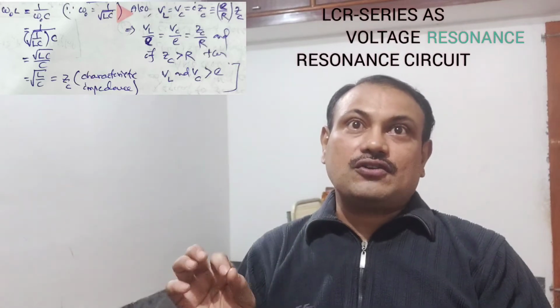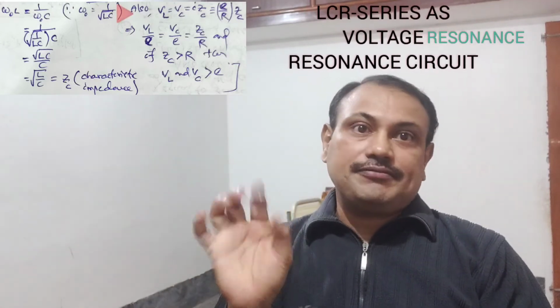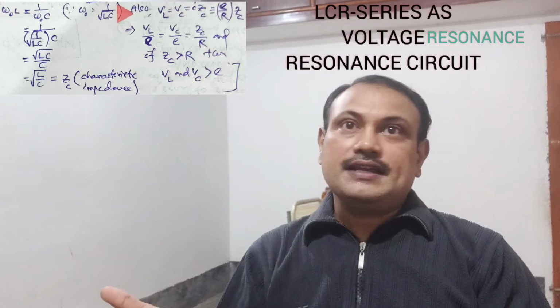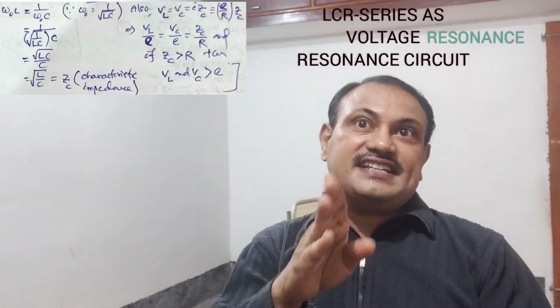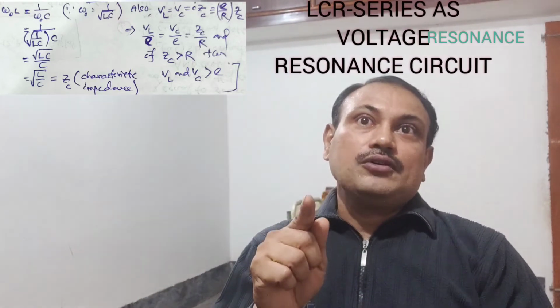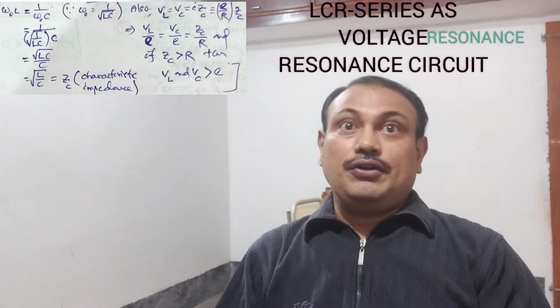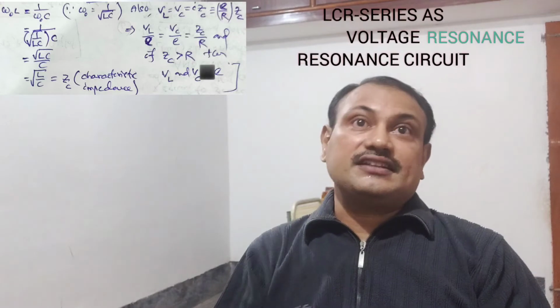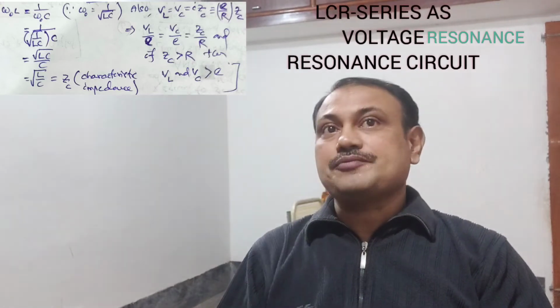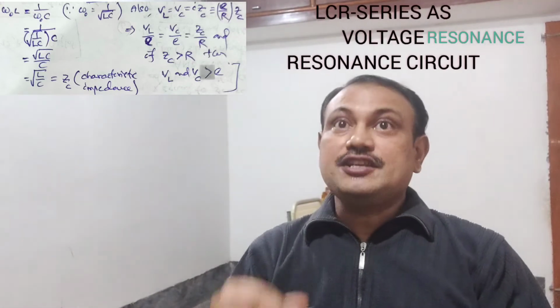And this current, what is the current? How can we write it? That is the EMF by resistance, because only the resistive impedance component is there. So we can rearrange it. We can write VL by E must be equal to VC by E, which is equal to ZC by R. Now if ZC is greater than R, then VL and VC, the potential drops, are greater than the EMF, that is the source potential.